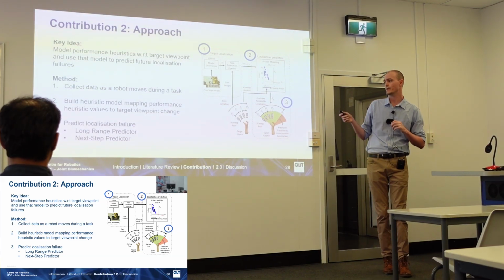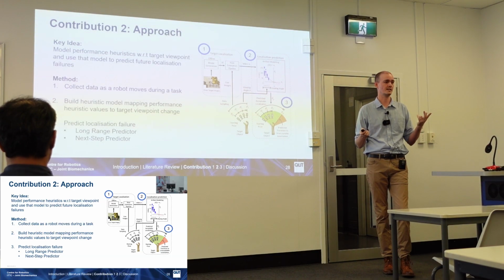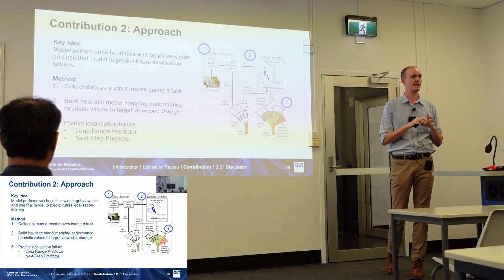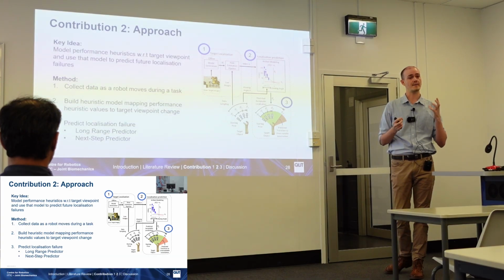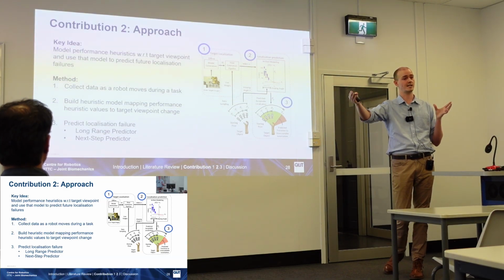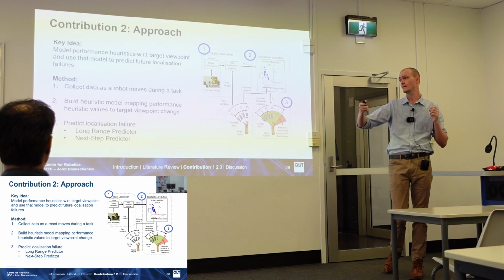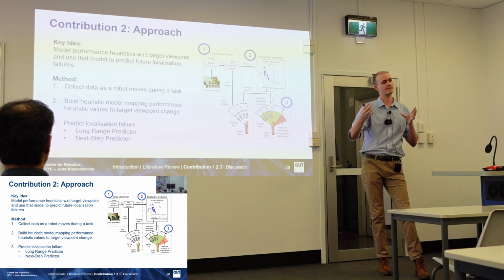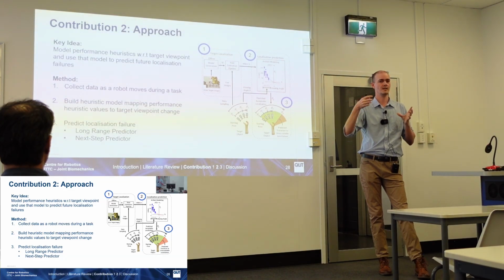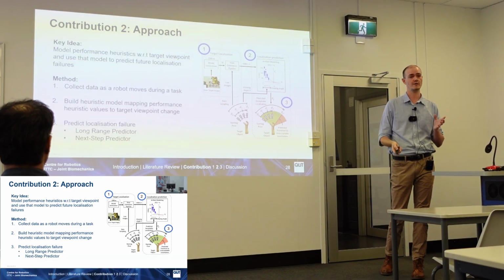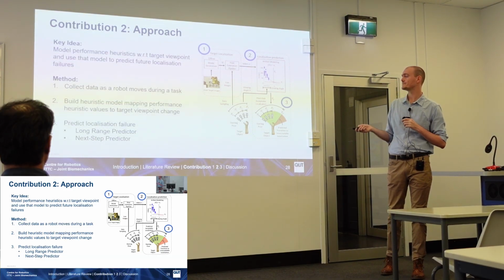To implement this, we propose 2 different versions of our predictor. The first is a long-range predictor that uses a minimum amount of data sampled at the beginning of a task to build the heuristic model and make a single prediction as to how far the robot can move along a trajectory before reaching failure. The second is a next step predictor, which continually updates its heuristic model as the robot moves in order to update its prediction of where localization failure will occur, to stop the robot just before it gets there.